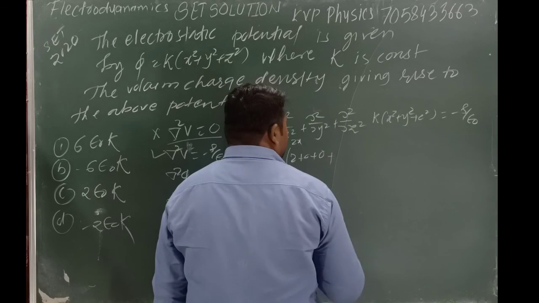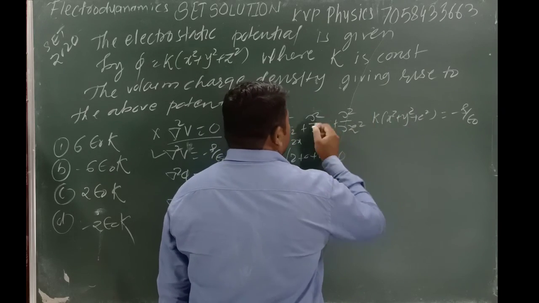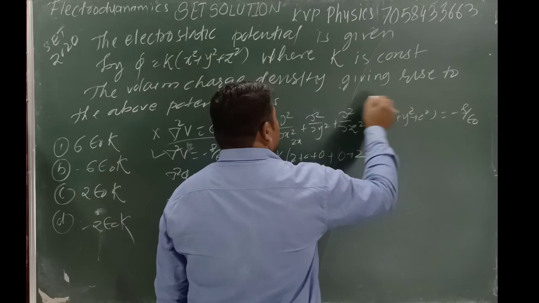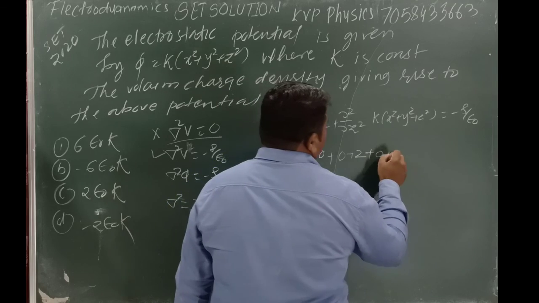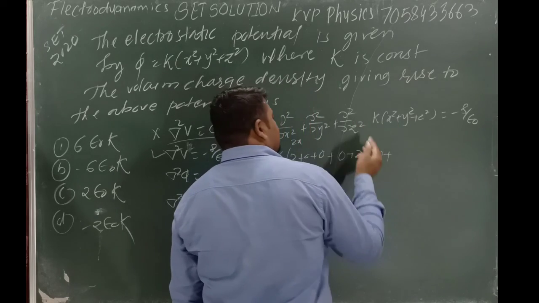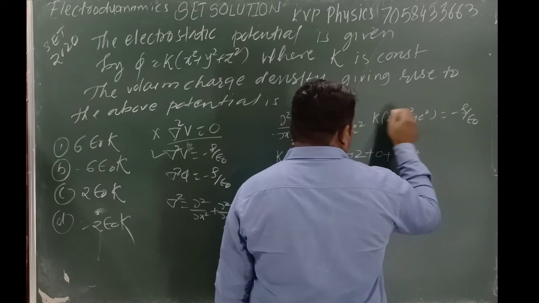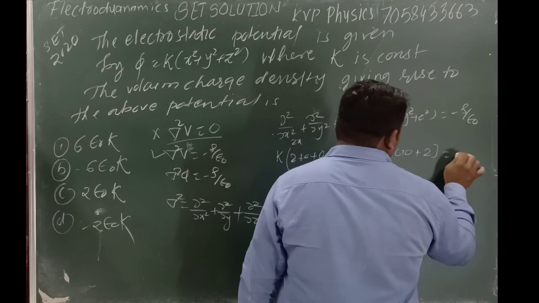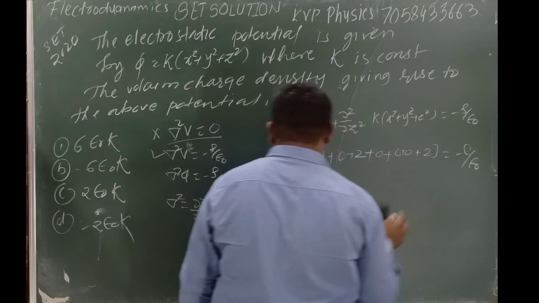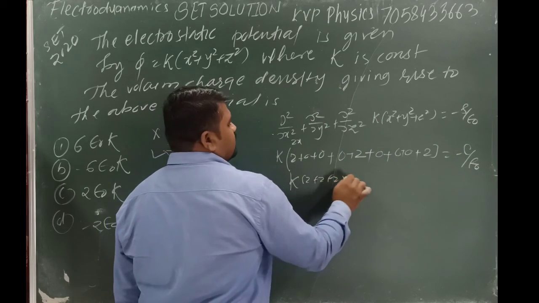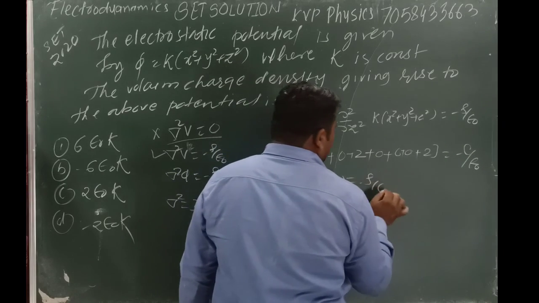Y square with respect to y we get 2. Z square with respect to y is 0. Next, x with z is 0, y with z is 0, plus z with z, how much? 2, equal to minus rho by epsilon naught. Means here we get k times 2 plus 2 plus 2 is equal to minus rho by epsilon naught.